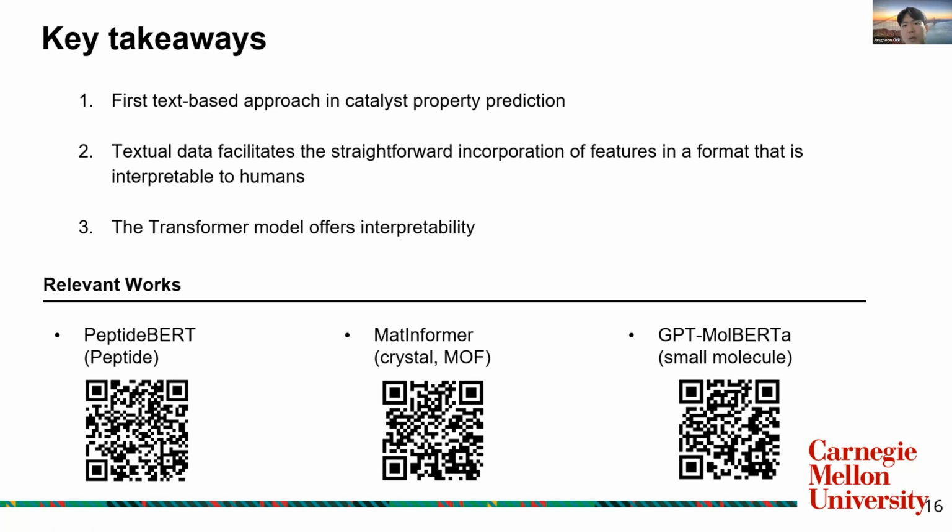So our paper represented an initial exploration in the field of catalyst materials. However, this approach can evidently be applied to various other atomic systems. Our research group has already published several papers this year in different domains, like peptide BERT, which deals with peptides, and that informer, which deals with crystals and metal-organic frameworks. We recently released GPT-MoBERTA, which is about small molecules, and in this case we could achieve SOTA results compared to other GNN models.